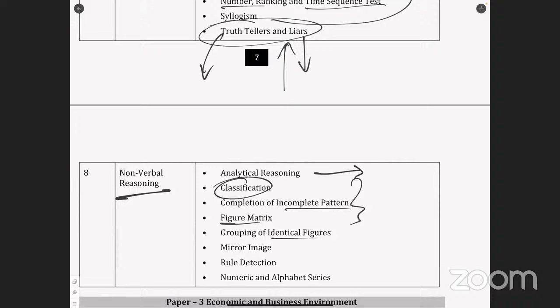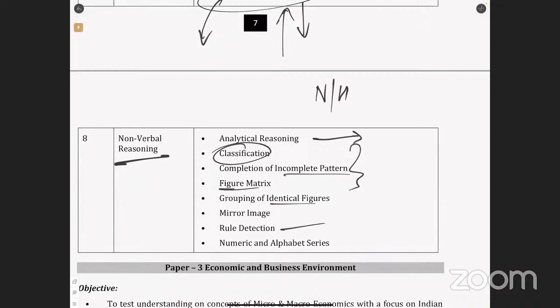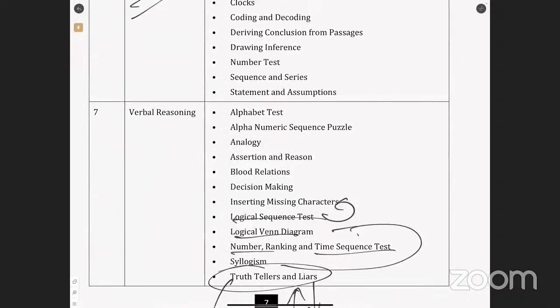Mirror image, as the name itself says, it's like if there is something of this sort, then how is that mirrored? You'll have to look at that. Then there is rule detection, wherein there will be some rule which will be followed by the items given in the data set, and you'll have to see whether a particular rule is being followed properly or not in that particular problem. Then we have number and alphabetic series, which is again similar to this alphabet test.